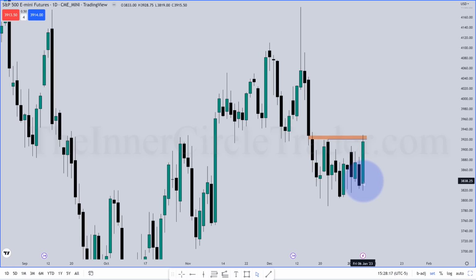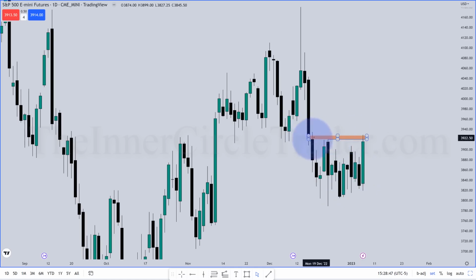On the micro E-mini, you can look that up as MESH2023. It actually went below the 14. So take a look at that and you'll see an SMT divergence. And that means the MESH2023 went lower than the ESH2023 symbol. Okay. So just something out there for you to study.